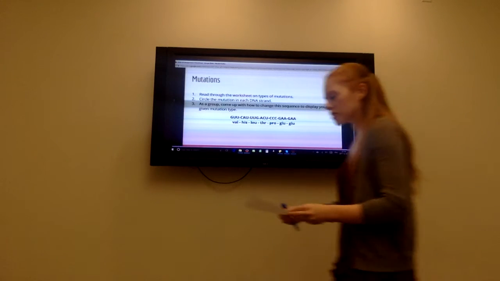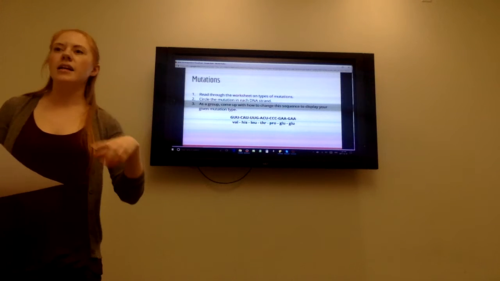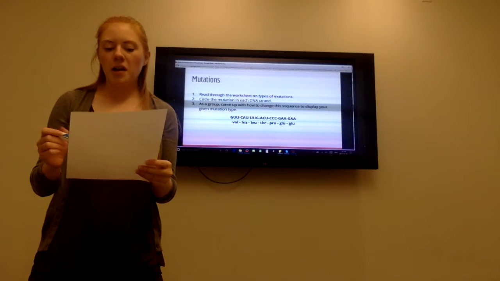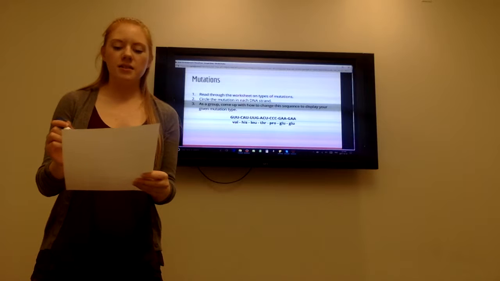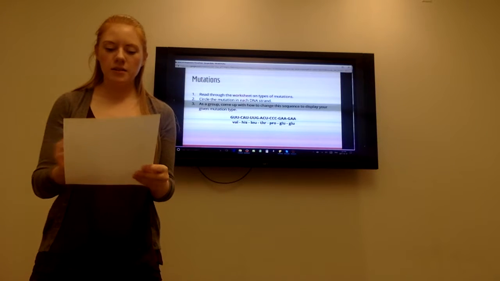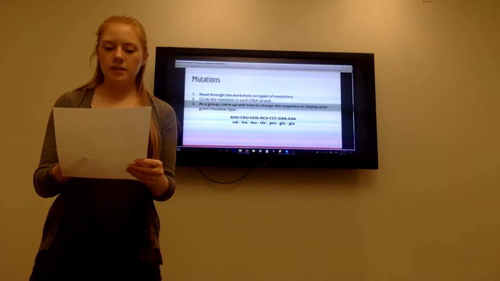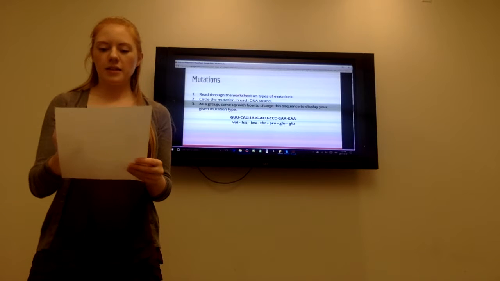Okay, so the first one was a substitution. So that means one of the nucleotides getting substituted for another nucleotide, and it's a silent mutation. Where was the mutation in this one? Did you find it? What amino acid was affected there?